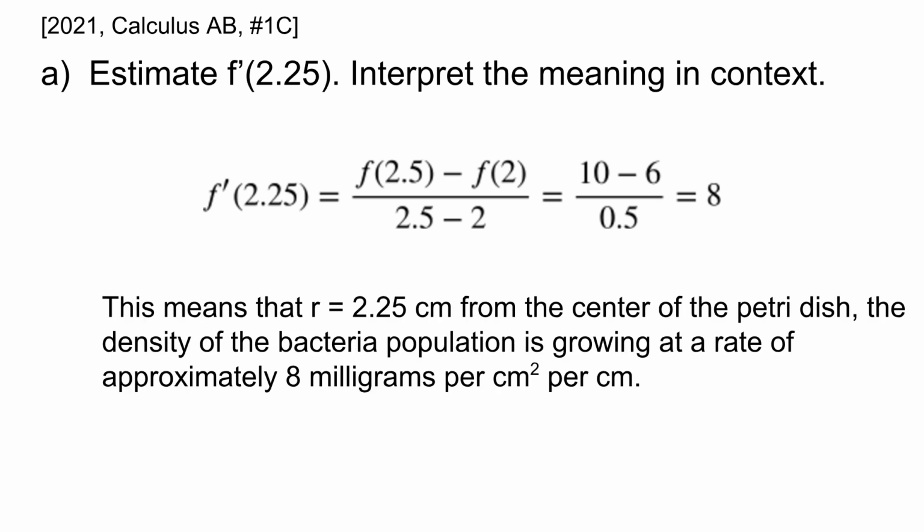So in the context of the problem, this means that when the bacteria are considered 2.25 centimeters from the center of the petri dish, the density of the bacteria population is growing at a rate of approximately 8 milligrams per square centimeter per centimeter.